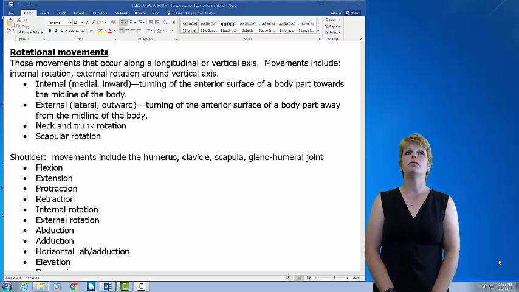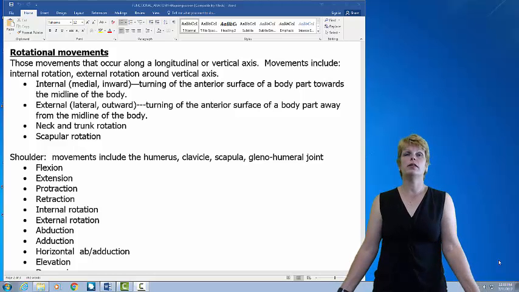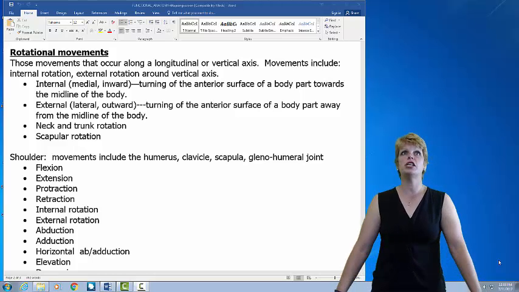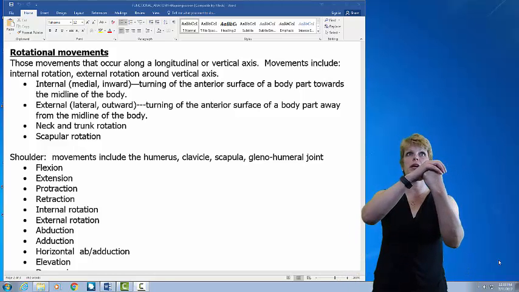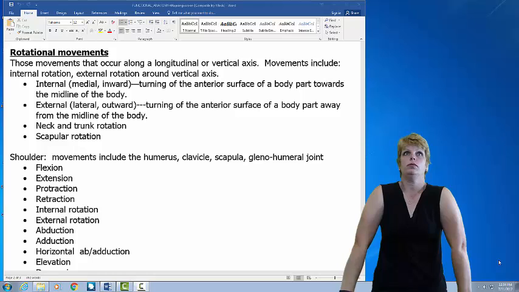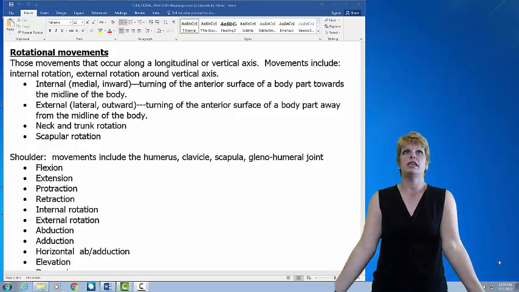Let's now talk about rotational movements. Rotational movements are those movements that occur along a longitudinal or vertical axis. The movements include internal rotation and external rotation, around a vertical axis. The best one I can do with the video here is internal rotation of the shoulder, where the glenohumeral joint rotates inward, or rotates outward in an external way. So internal rotation, external rotation.